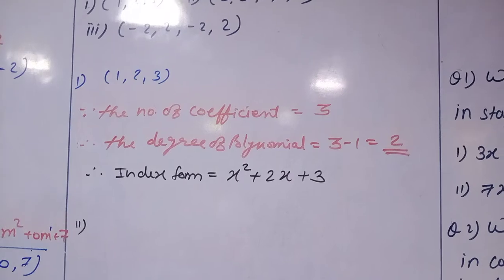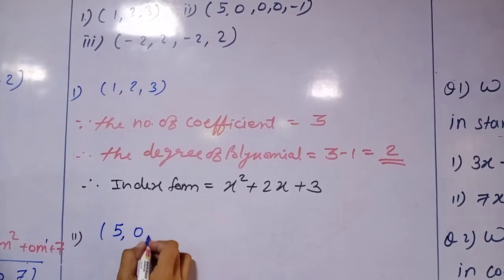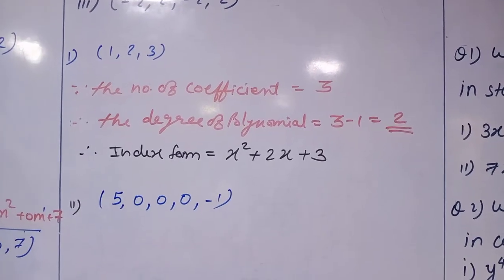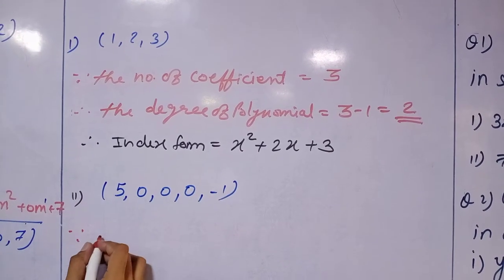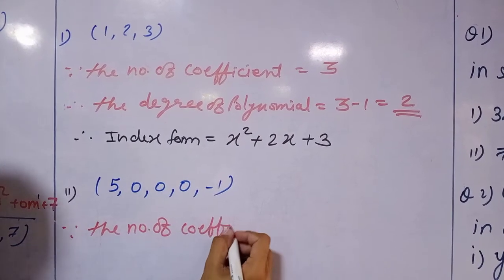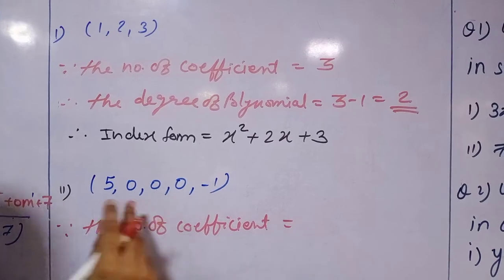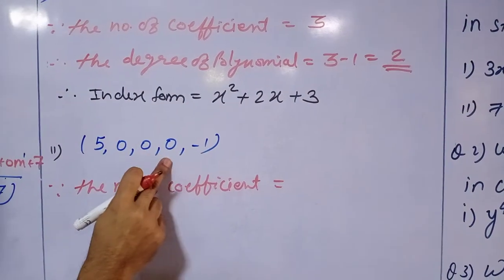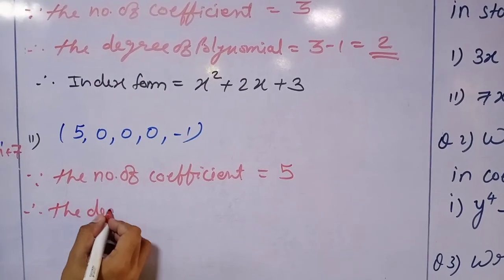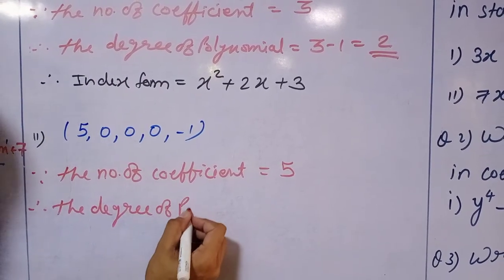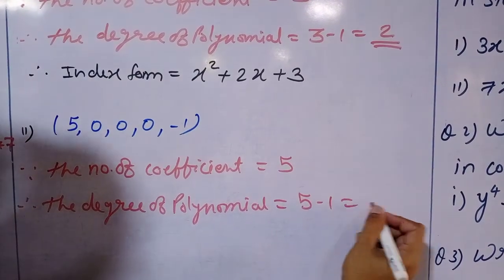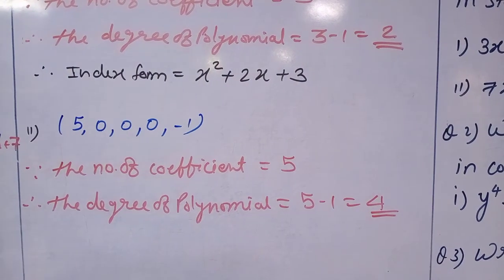In the second sum we have 5, 0, 0, 0, minus 1. Again start the same way, the number of coefficients is equal to 1, 2, 3, 4, 5. Yes, therefore the degree of polynomial is equal to 5 minus 1, that is 4.